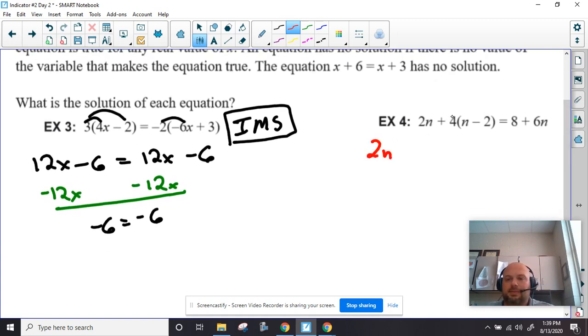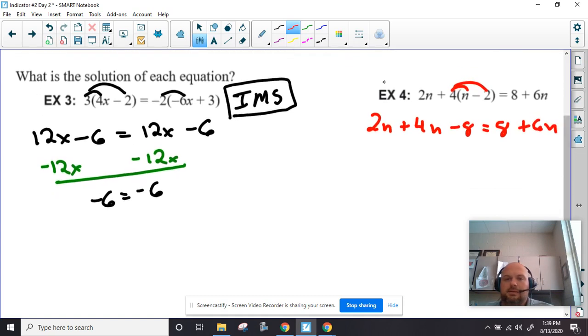2n plus 4n minus 8 equals 8 plus 6n. Now, if you are working ahead, you're going to probably get ahead of me. Let's use another color, let's use purple. 6n minus 8 equals 8 plus 6n. This is not the same on both sides as it was over here. So please don't tell me this is IMS.